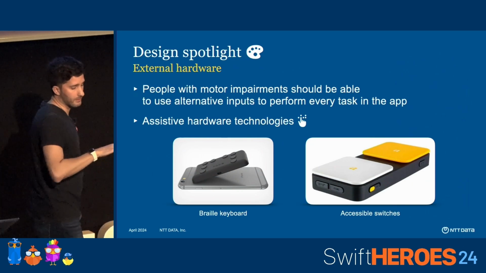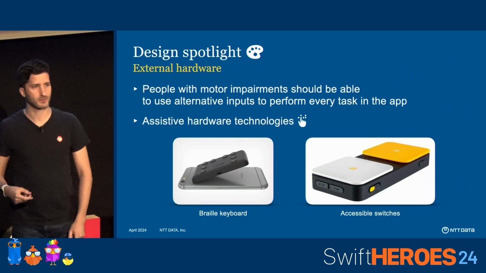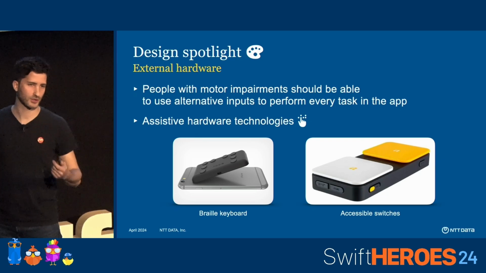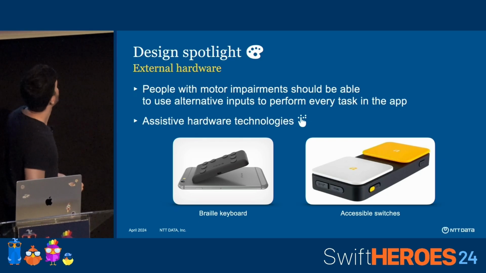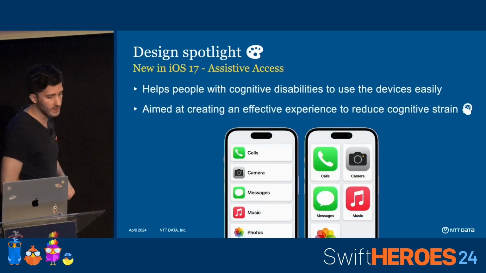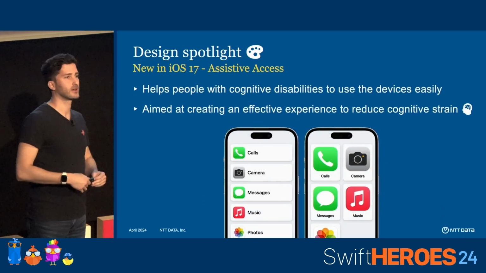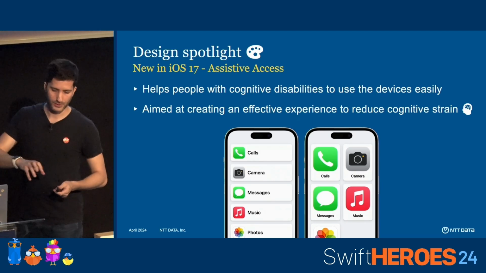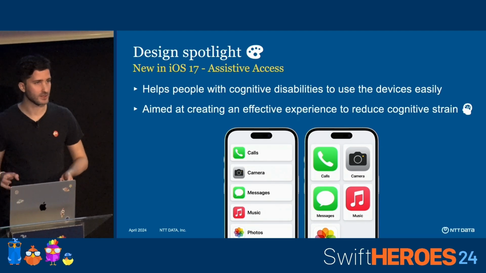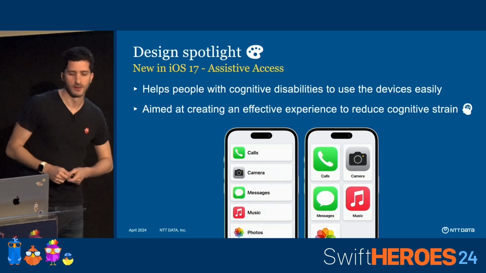There are also people with motor impairments, and we should let them enjoy our apps by using external devices such as the Braille keyboard or accessible switches. The last thing that I want to focus on is the new implementation in iOS 17, which is Assistive Access, which helps people that have cognitive disabilities to use our apps easily by reducing the number of distractions.